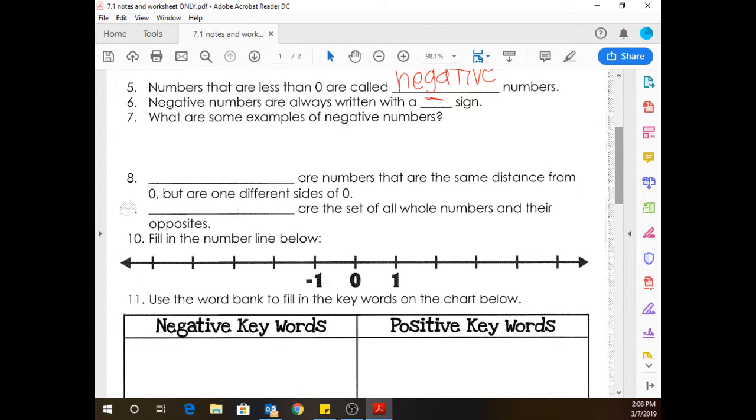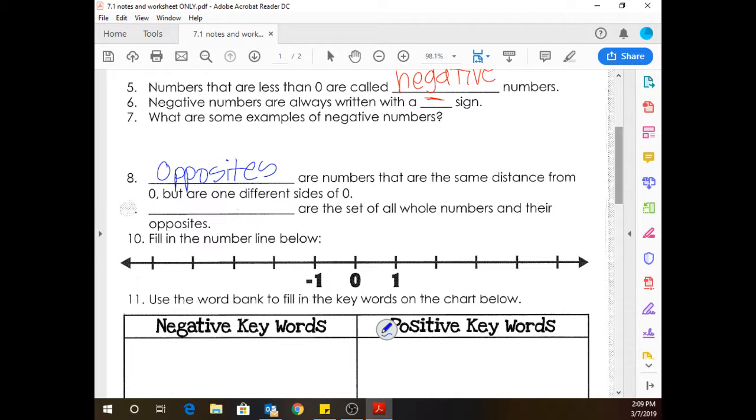Opposites are numbers that are the same distance from 0, but on different sides of 0. So what's the opposite of 2? Negative 2. What's the opposite of negative 10? 10. Do we have to say positive 10? No, because it is understood that that means positive. What's the opposite of a half? Negative a half. So just know that. I feel like you guys know opposites, but in case you don't.